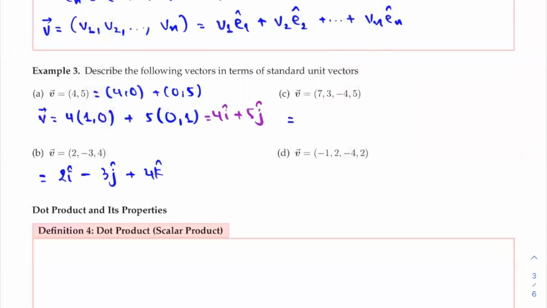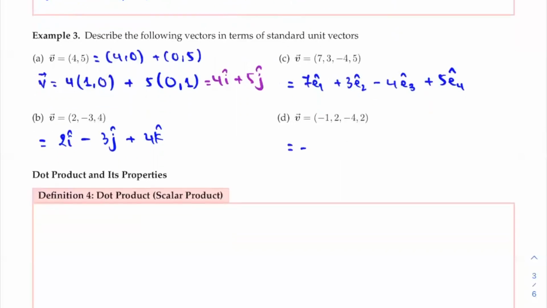So in problem C, this is a 4-dimensional vector. You have 7 e1 hat plus 3 e2 hat minus 4 times e3 hat plus 5 times e4 hat. Okay. And for the last problem, it's also a 4-dimensional vector. This is equivalent to negative e1 hat plus 2 times e2 hat minus 4 times e3 hat plus 2 times e4 hat.